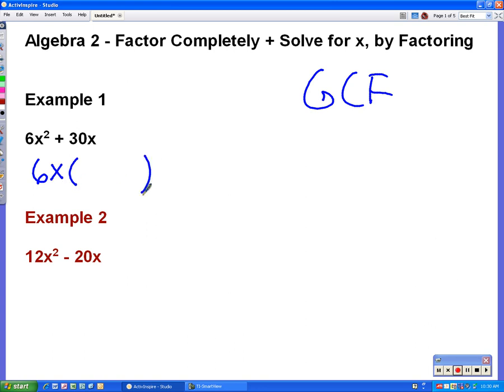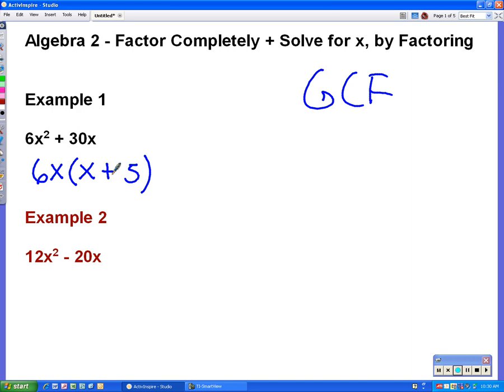Now, what's left when we pull out a 6x? Well, when we pull out the 6x from the 6x squared, we're left with just x. When we pull out the 6x from the 30, we're left with 5. And in the middle, we still have our plus sign. Okay, so now we have factored that one.